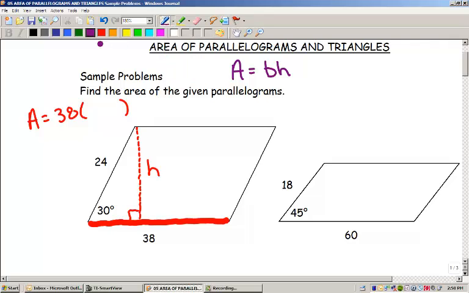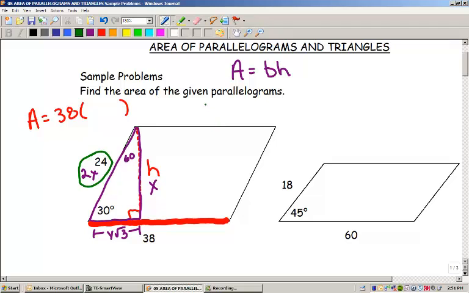Now when you drop that altitude down, hopefully what you notice is that you have created a right triangle in this corner. And not only is it a right triangle, but it is a 30-60-90 right triangle. So across from the 30 is x, across from the right angle is 2x, and across from the 60 is x root 3. Now the 38 has really nothing to do with this triangle. The one side that is given is the 24.